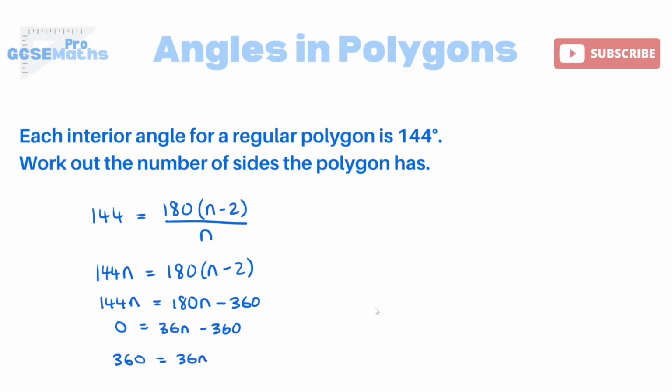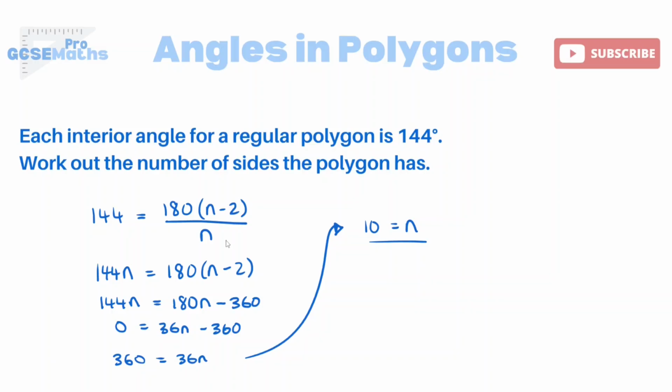So we got 360 is equal to 36n. The last thing I need to do is divide by 36. So I get 10 is equal to n. Now, it says work out the number of sides. The number of sides we know is represented by n, so that is just my answer. There are 10 sides. So, in other words, it's a decagon.